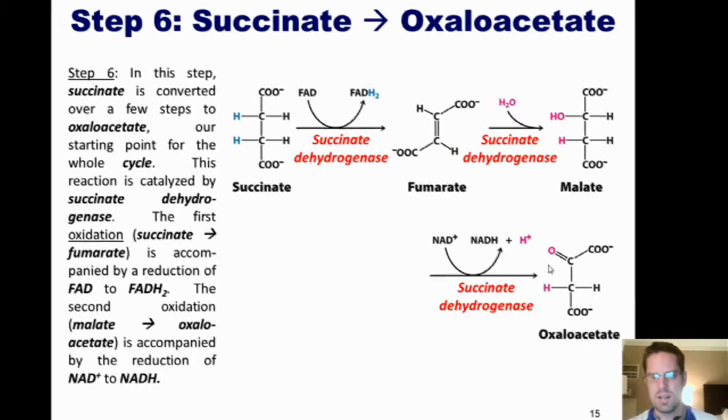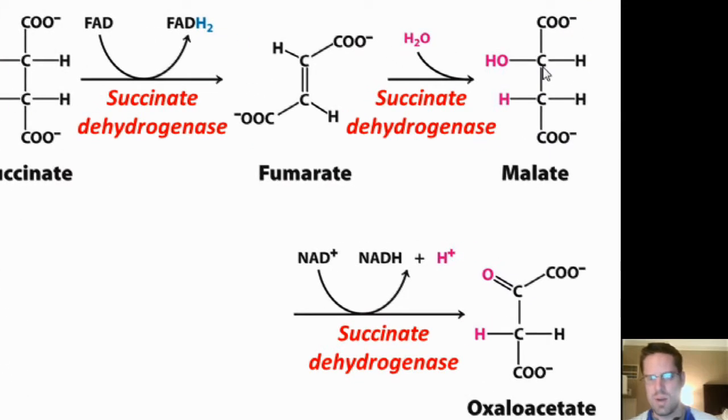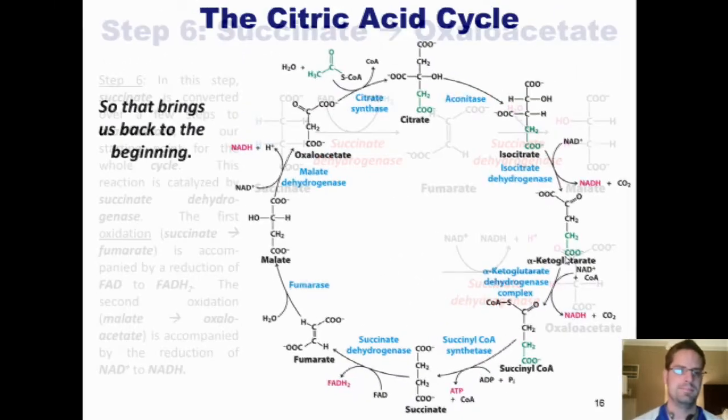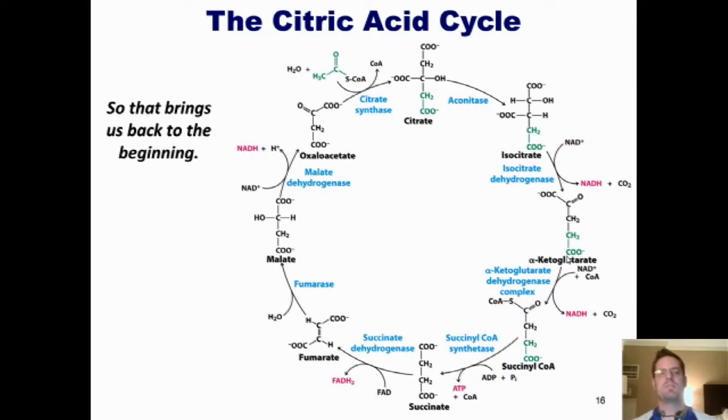Malate then gets oxidized. You can see that this carbon right here only has 1 bond to oxygen, and it gets oxidized to have 2 bonds to oxygen. In that process, the conversion of malate to oxaloacetate, which is an oxidation reaction on the part of malate, NAD plus gets reduced to NADH. So that brings us back to the beginning.